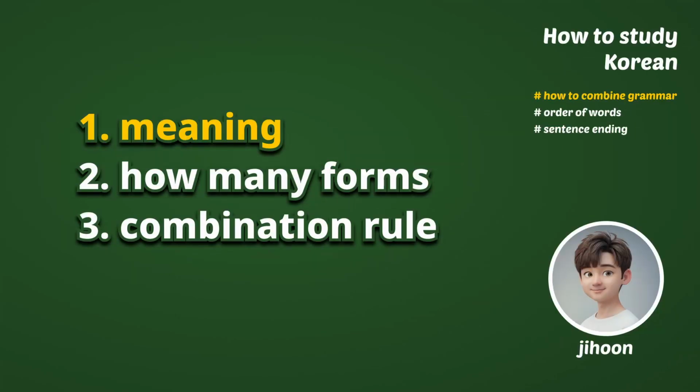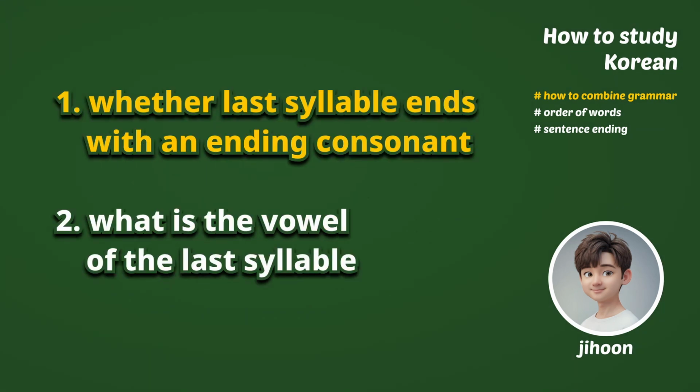To sum up, after learning about the Korean alphabet, you will have to memorize the vocab and try to understand the grammars. To study the grammars on your own, first you should figure out the meaning of the grammar and what are the different forms of the grammar, and then what is the combination rule related to the grammar. And usually the combination rule is related to whether the last syllable ends with an ending consonant or what is the vowel of the last syllable.